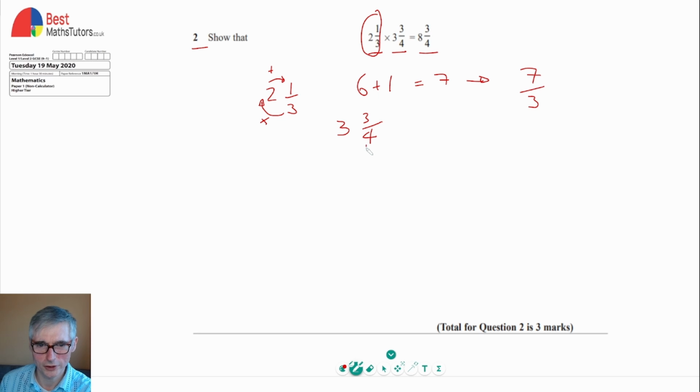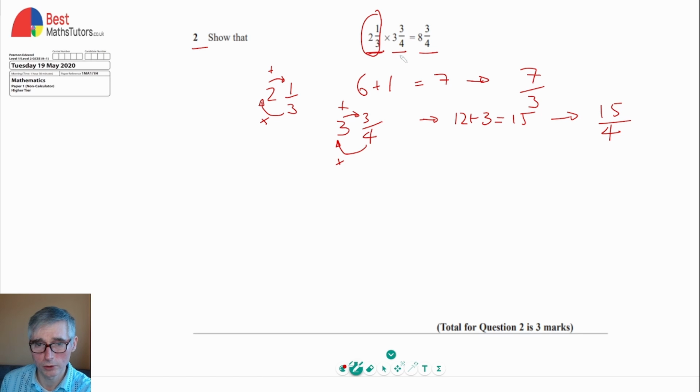If we take the 3 3/4, we can do exactly the same process. So 4 times 3 gives us 12, and then plus the 3 on the top. I think of a circular sort of thing there. So plus the 3 on the top gives us 15. So that means that our fraction is 15/4.